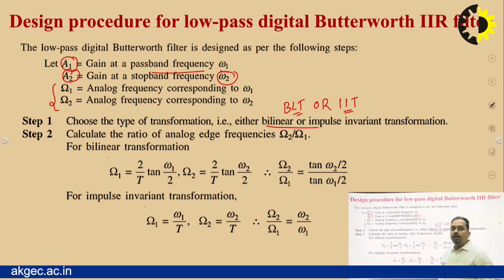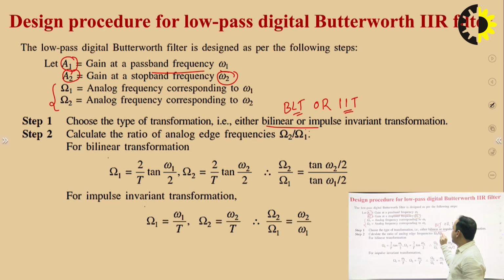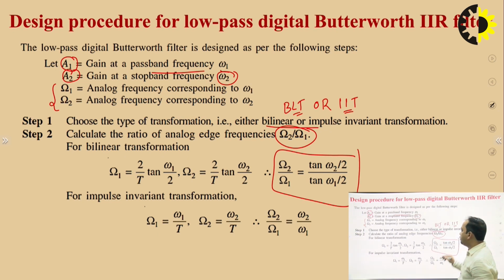Now we'll calculate the ratio of the analog edge frequencies, which is Ω2 by Ω1. For bilinear transformation, we have the formula Ω1 equals 2 by T tan of omega 1 by 2. Similarly, Ω2 can also be calculated for the bilinear transformation. So the ratio Ω2 by Ω1 equals tan of omega 2 by 2 divided by tan of omega 1 by 2. So this is for BLT.